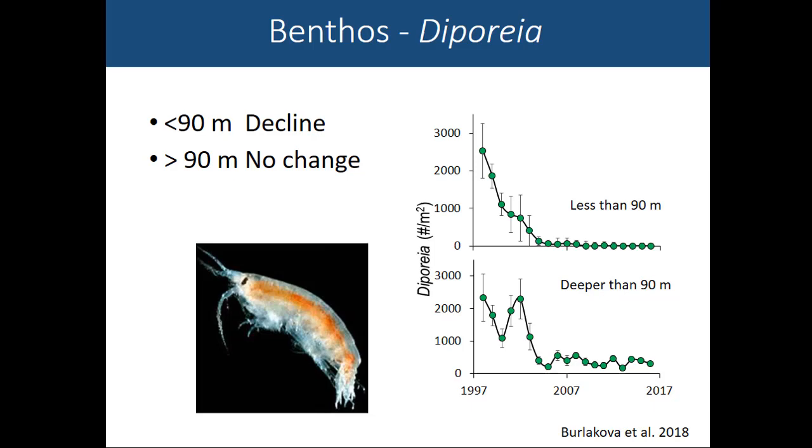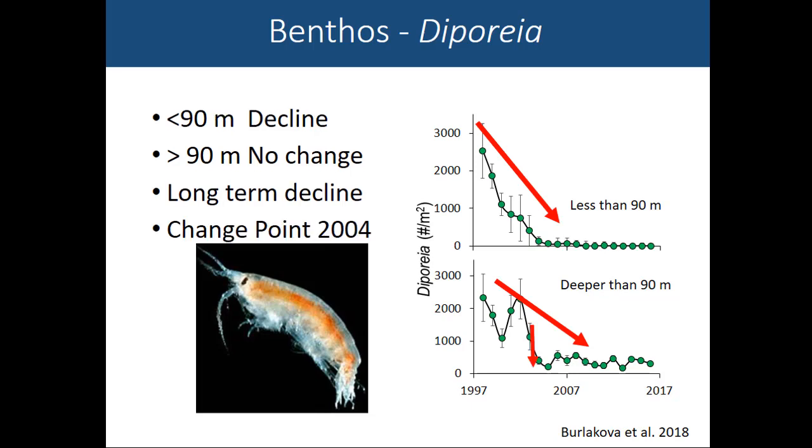If one looks at the annual data series, which is not as spatially extensive, I think it's 14 sites. Here is shallow Diporeia, clear decline early, deeper decline. But since that time period, we have not seen further decline in deep water Diporeia. Shallow water Diporeia are pretty much gone. So there has been a long-term decline in both of them. Change point, again, 2004.